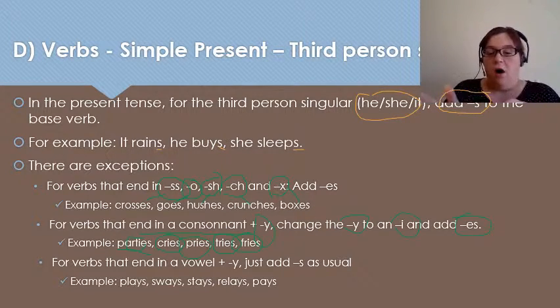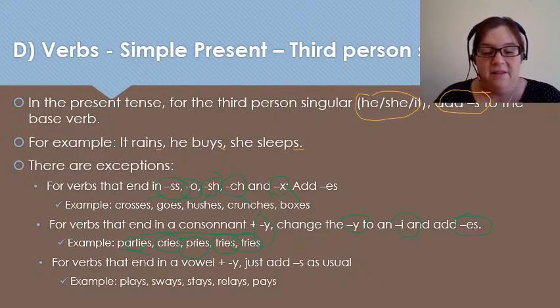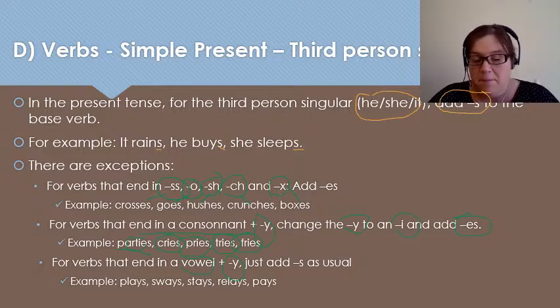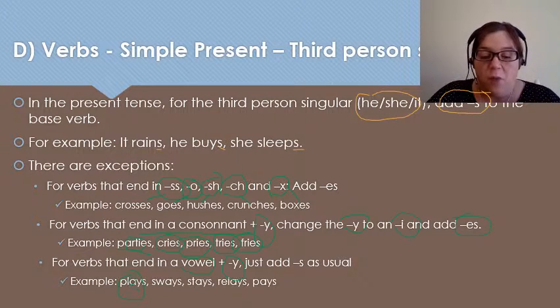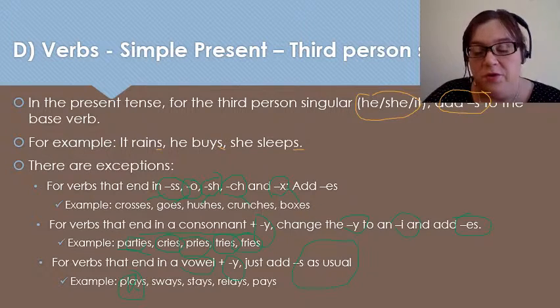So the r before the y is the consonant, and then you have the y. So that means that you have to change the y to an i and add es. If you have a verb that ends in a vowel before the y, for example, play, okay, p-l-a-y. We have the y, but it's an a before the y. It's not a consonant. So in that case, what do you do? You add an s as you usually would for third person s.